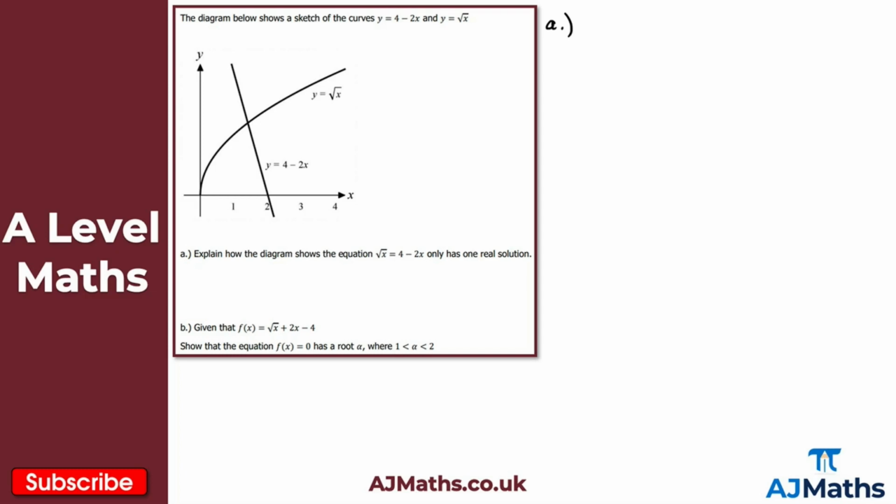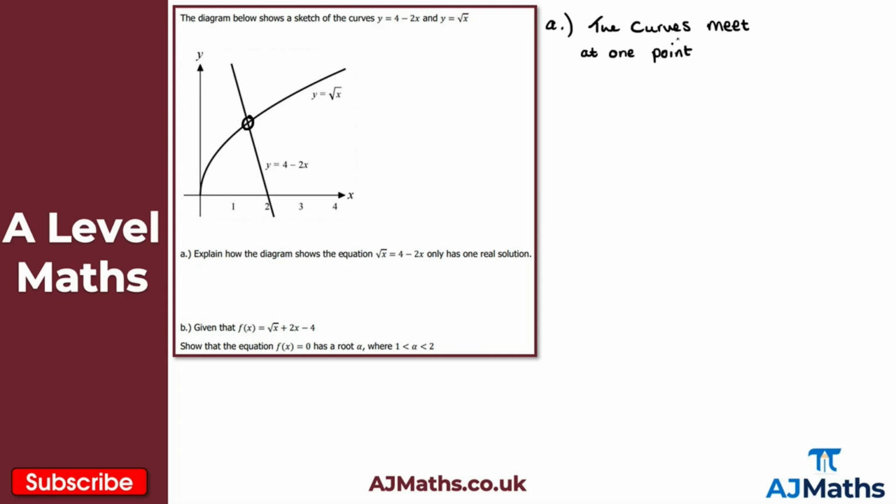What we need to consider here is the points of intersection. So the square root of x equal to 4 minus 2x, in this case here, we're just looking, like we said, for the points of intersection. But in this case here, we only have one point of intersection, that would be here. So all we need to say then is the curves meet at one point. Let's just write this down in full. The curves meet at one point.